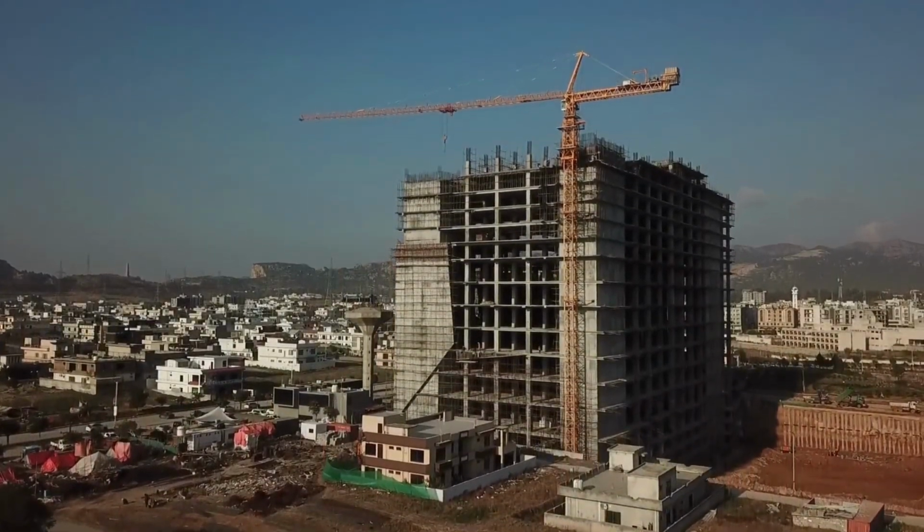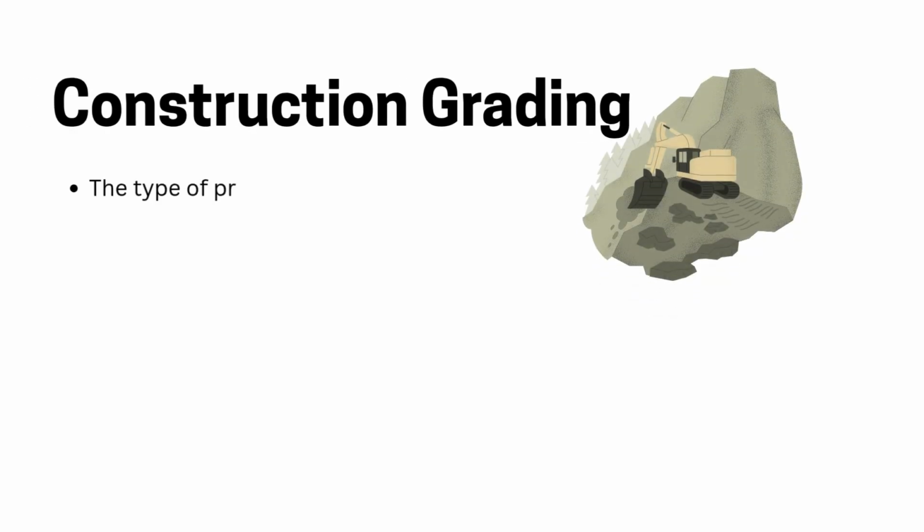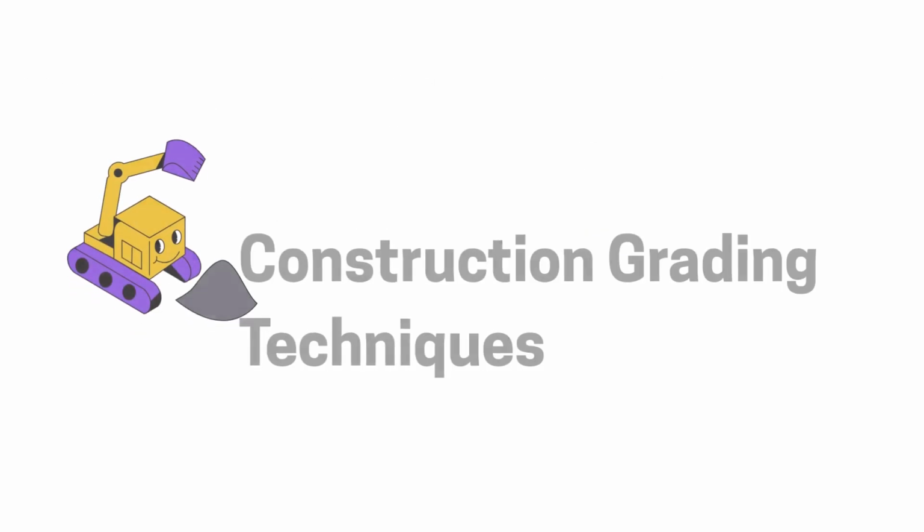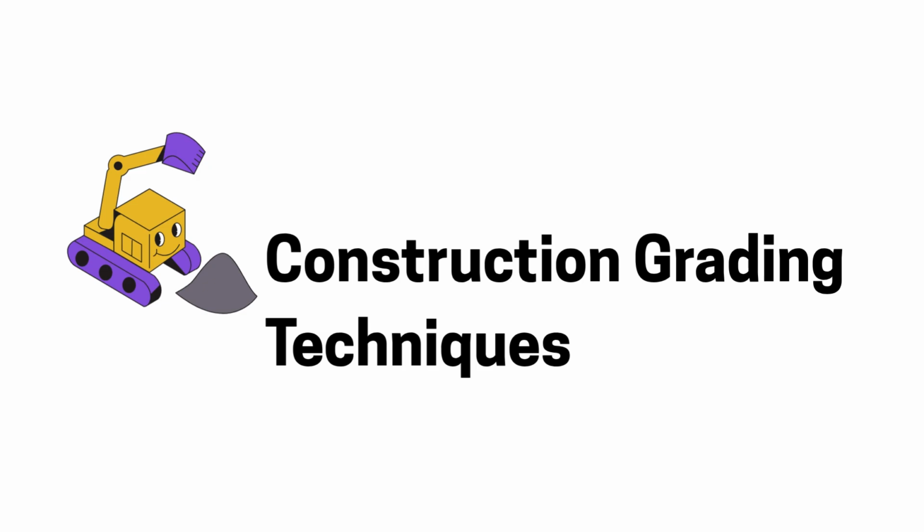Grading is not a one-size-fits-all process. The technique used for grading changes based on: 1. The type of project. 2. The natural slope of a land. 3. The soil condition. Let's now go through the main grading techniques, each tailored to specific needs.